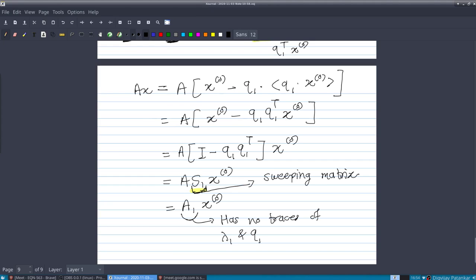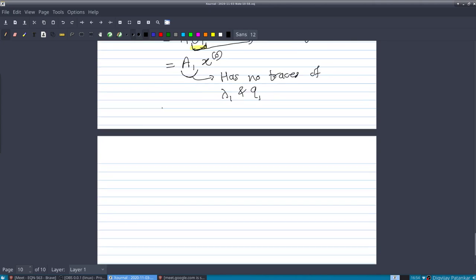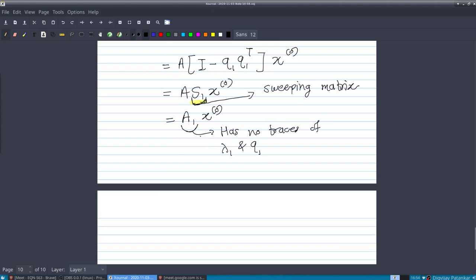Similarly, this is for one particular case. If suppose you have multiple eigenvectors, we have obtained the first eigenvector, then the second, then the third one. In the third case, you need to sweep the first as well as the second eigenvectors, and to do that you can use the sweeping matrix Sm equal to I minus the summation of Qi Qi transpose, where i is equal to 1 to m.